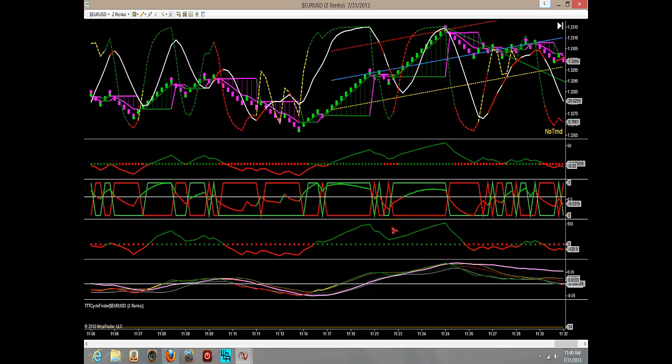Now here's a screenshot of the Euro US dollar on the 2 Renko chart, and you can see the dominant cycle is very stable here. It's at 14, and so you would set the DC length on the swing cycle VB to 7, and you can see this is the beginning of an uptrend here, and you can see how it picks up the very beginning of the uptrend here.